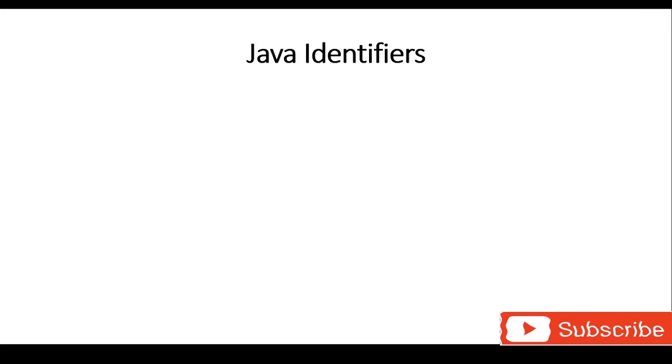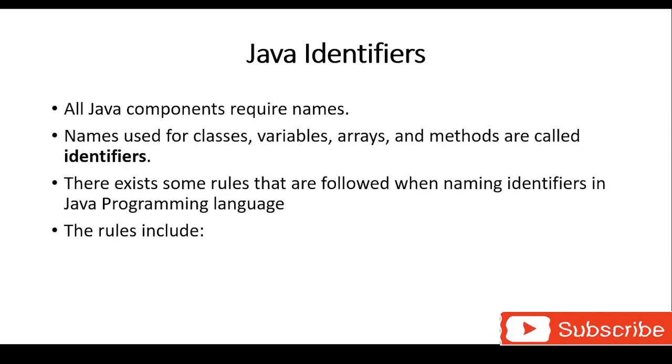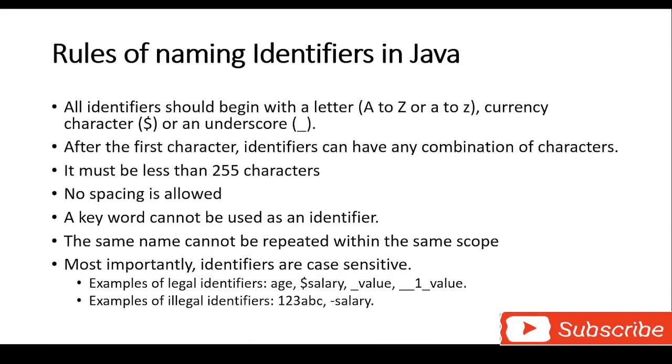So identifiers are basically names that are given to certain elements in Java. And these names could be names of classes, names of variables, names of arrays, names of methods, also known as functions, and so on. And there exist some rules that we must follow when we are naming these identifiers in Java programming, so that we can make sure that all our identifiers are uniform and they can be recognized by our IDEs and our JDK as identifiers. And these rules are as follows.